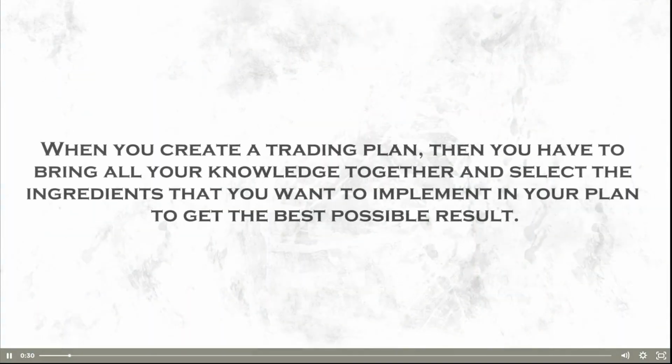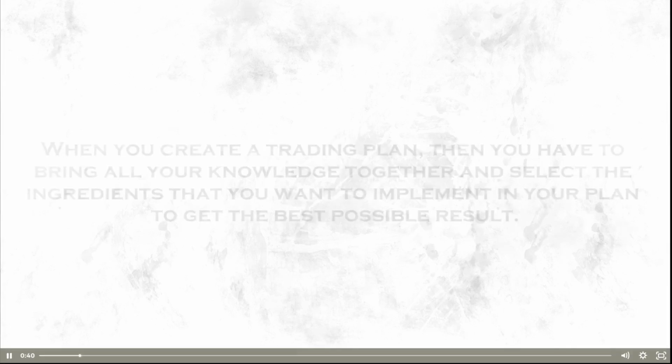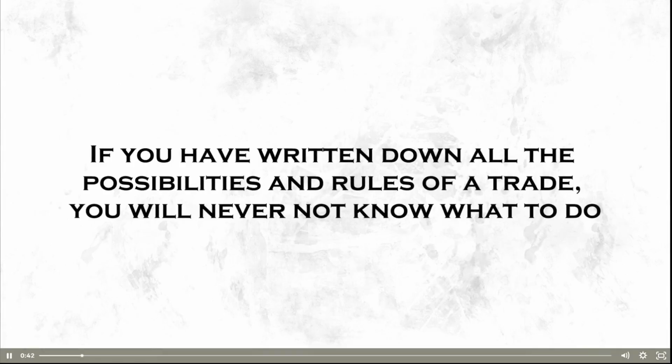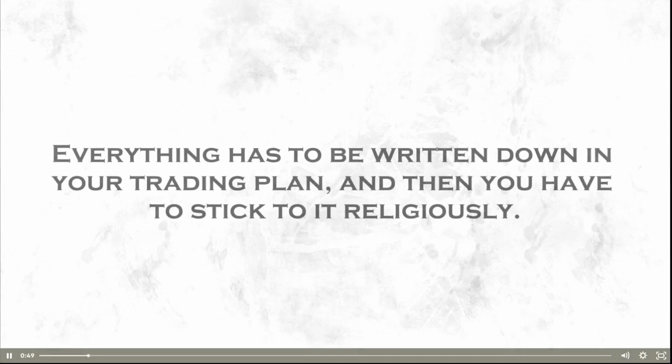Alright, let's get it. When you create a trading plan, then you have to bring all your knowledge together and select the ingredients that you want to implement in your plan to get the best possible result. If you have written down all the possibilities and rules of a trade, you will never not know what you need to do. Everything has to be written down in your trading plan, and then you have to stick to it religiously to be consistent.